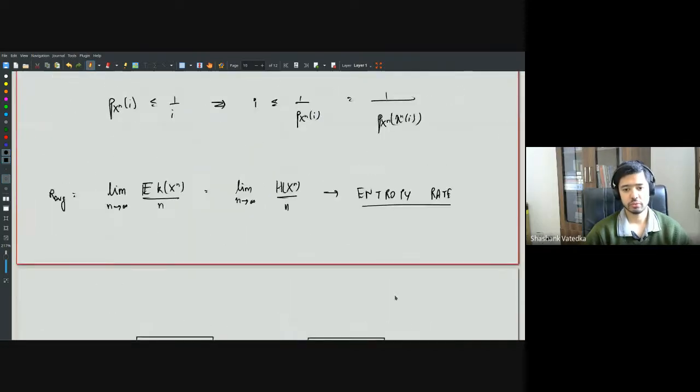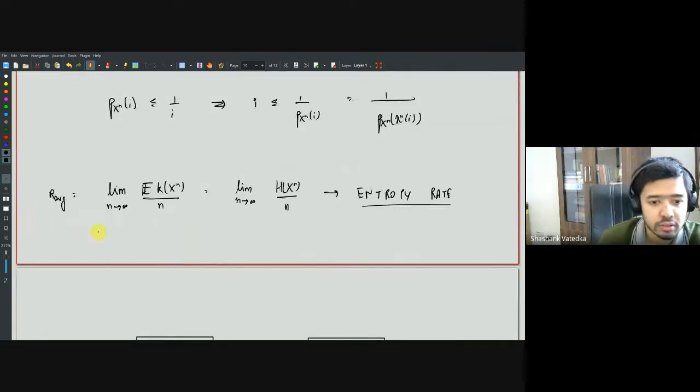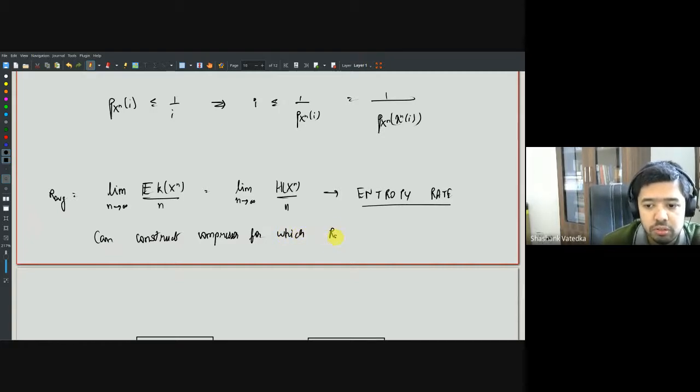Right? So you can construct a compressor for which the average rate is equal to the entropy rate.